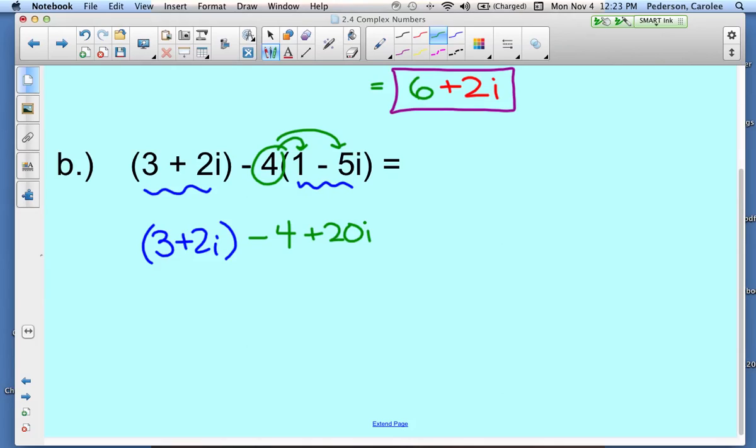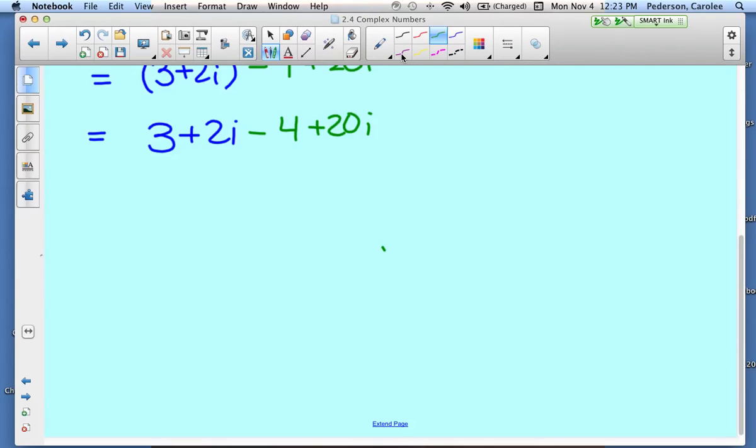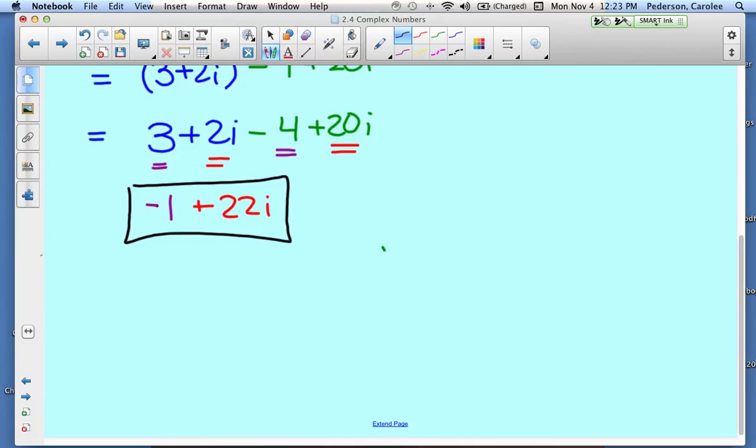Now I'm going to go ahead and combine like parts together. So I'm going to drop the parentheses, 3 plus 2i, and then I have -4 plus 20i. Combine the like parts. So real part, 3 minus 4 is -1. Imaginary, imaginary. 2i plus 20i is 22i. So there's your new complex number in standard form.